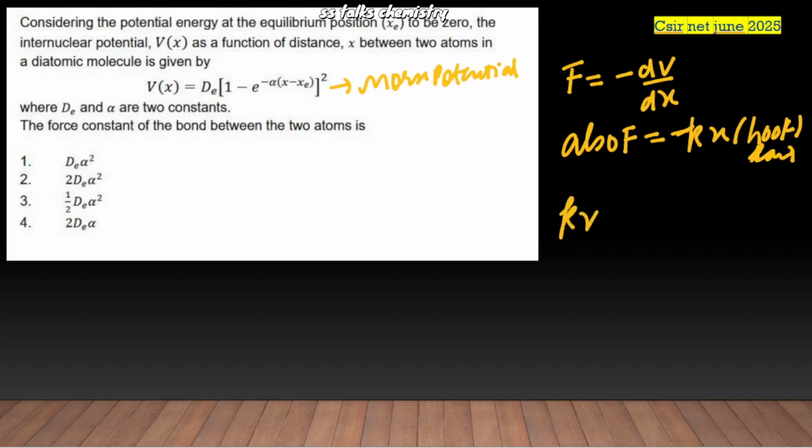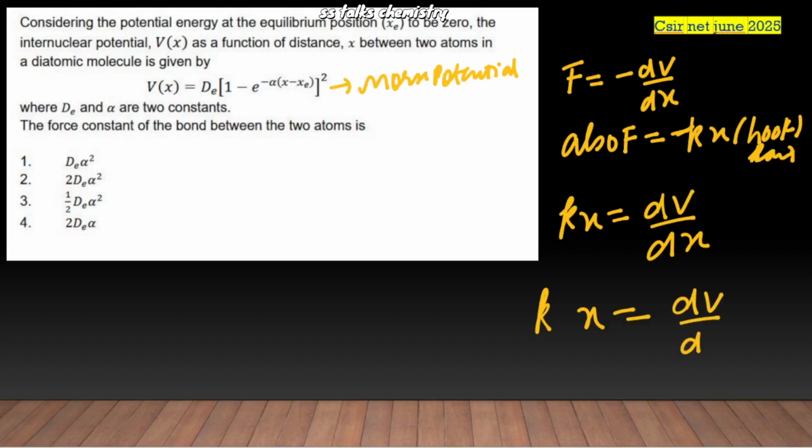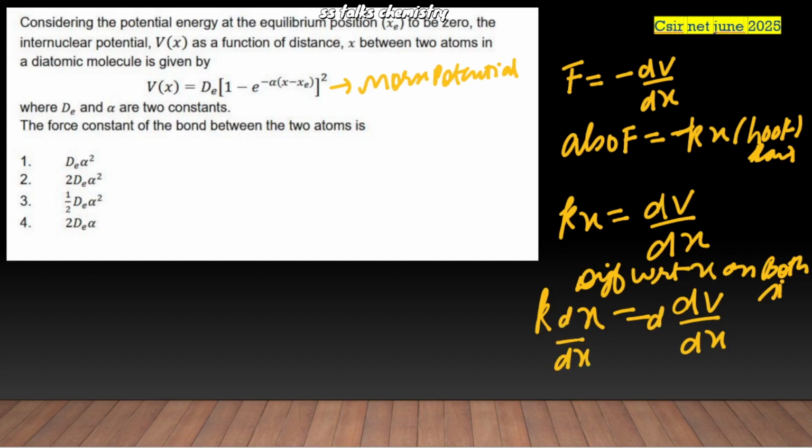We can say that kx is equal to dV by dx, right? We need the value of the force constant, so what you do is differentiate with respect to x on both sides. On both sides, we get k dx by dx, and this becomes d by dx of dV by dx.